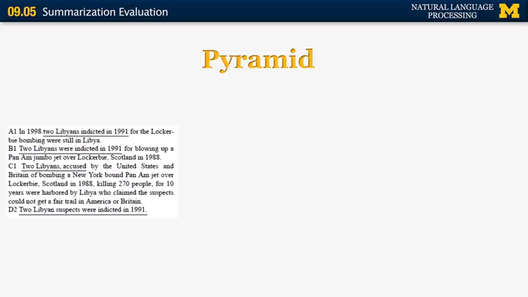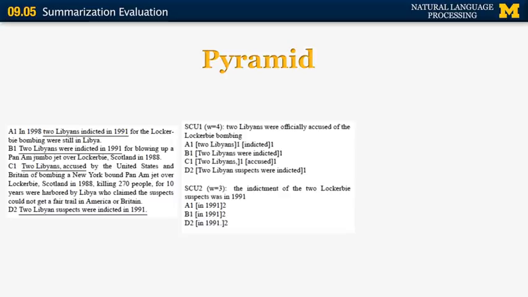So here's an example. We have 4 inputs, A1, B1, C1, D2. There are 4 different sentences, and the text that is underlined is repeated. So we have one content unit, SCU1, which appears in all 4 of the sentences: the fact that 2 Libyans were officially accused of the Lockerbie bombing. We have a second SCU, number 2, which appears in 3 of the 4 sentences: the fact that the indictment of the 2 Lockerbie suspects happened in 1991. So the weight of SCU1 is 4, and the weight of SCU2 is equal to 3.